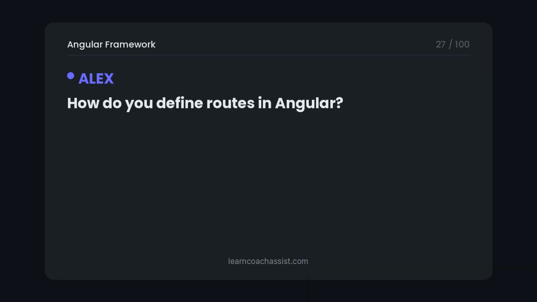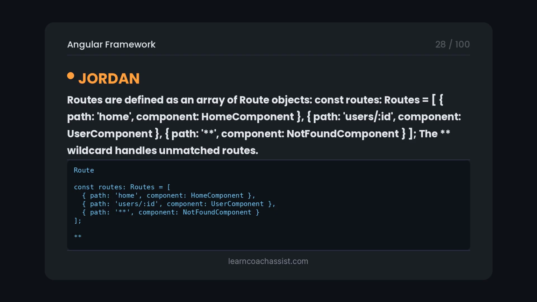How do you define routes in Angular? Routes are defined as an array of route objects: const routes: Routes = [{path: 'home', component: HomeComponent}, {path: 'users/:id', component: UserComponent}, {path: '**', component: NotFoundComponent}]. The wildcard handles unmatched routes.